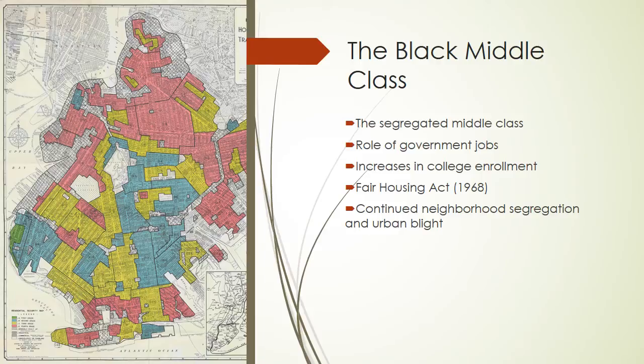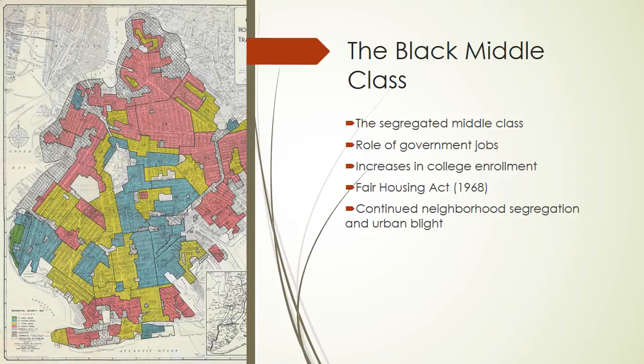As a result of this, government jobs at all levels, because governments are required not to discriminate, became a major outlet for college-educated African Americans. By 1980, the number of African Americans who occupied professional and managerial roles had increased by a factor of 5. Also, between 1970 and 1980, the number of black college students doubled, increasing from 522,000 to over 1 million.